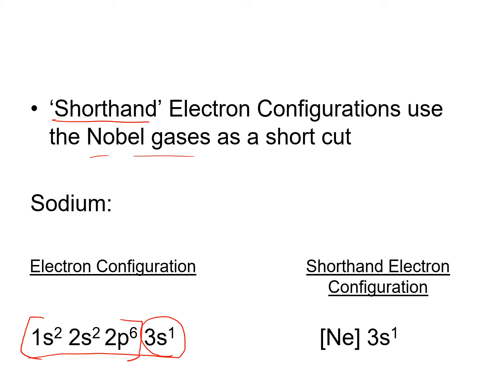So instead of writing out all of the work for neon, because remember, this is what neon's electron configuration would look like, just that part in the square brackets. It is what neon is, plus an extra 1 electron in the 3s orbital. So the shorthand electron configuration says, all right, I'll take what neon has, without having to write all of that over again, and add in an electron in the 3s orbital. That's a shorthand electron configuration.